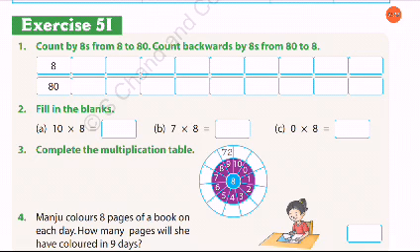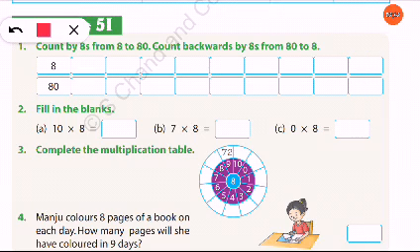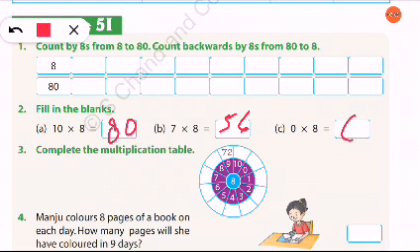Now we will start question number 2. Fill in the blanks. You have to just count the table and write the answer. 10 8s are... everybody knows the table of 10, so they can write very nicely. 8 10s are 80. 7 8s are... count the table and write, 7 8s are 56. 0 8s are... 0 multiplied by any number, the answer will be 0. So this question is done.